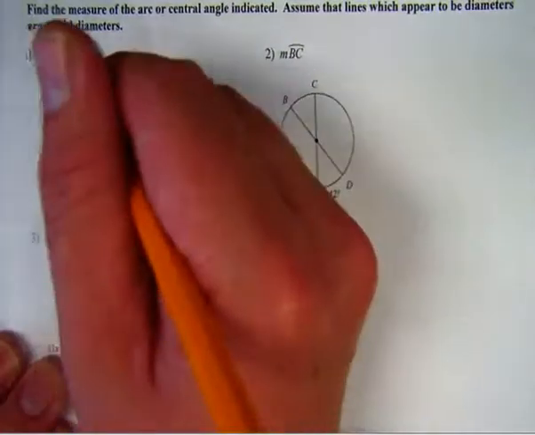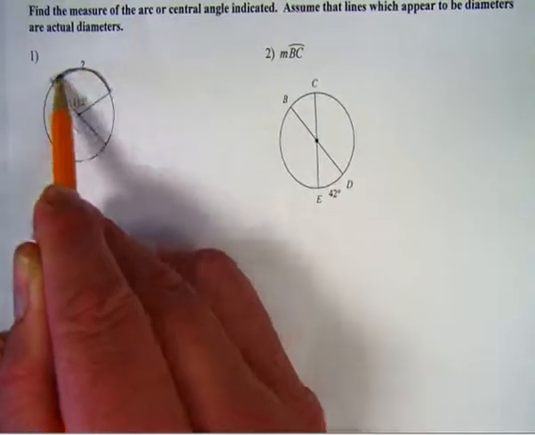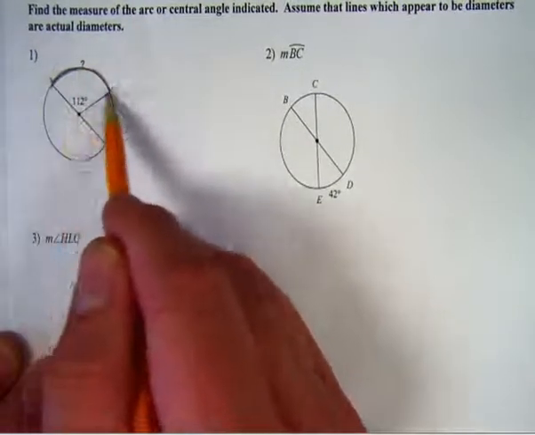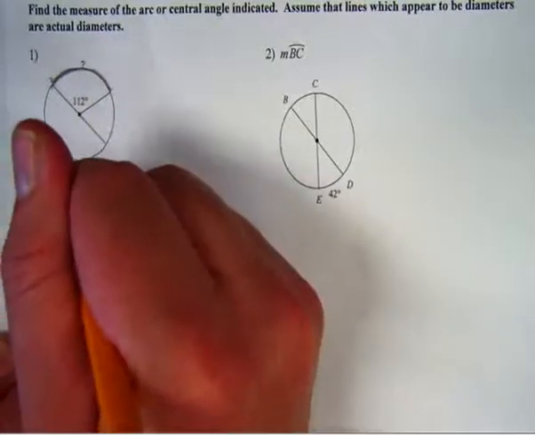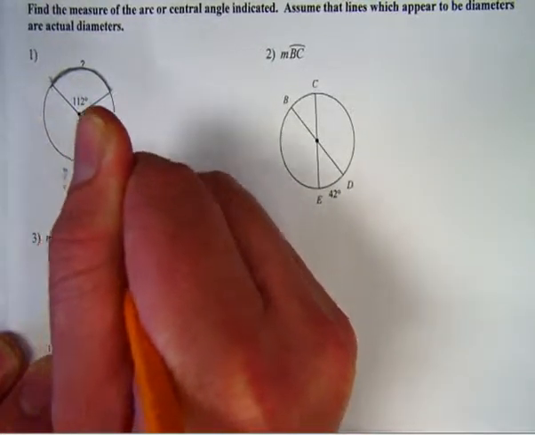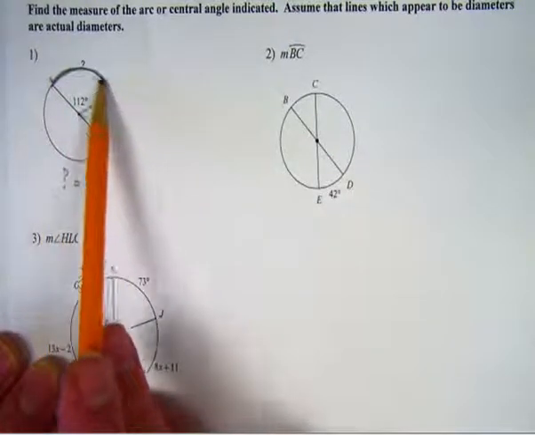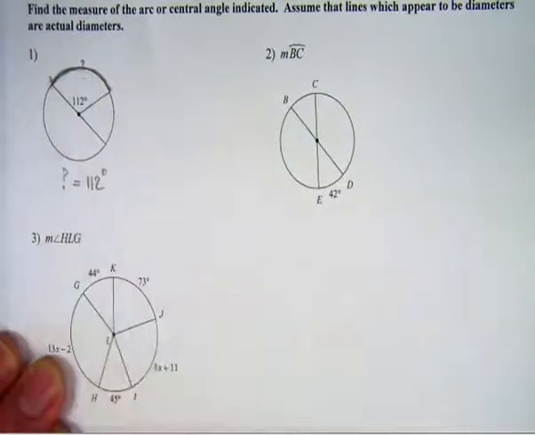So in problem 1, our unknown arc, which is this arc right here, is just the arc that's intercepted by this central angle. So in this case, very simply, the measure of that arc is 112 degrees. It is the same as the central angle that intercepts it. So hey, that was easy. Maybe they'll all be that good. And then we look at number 2.